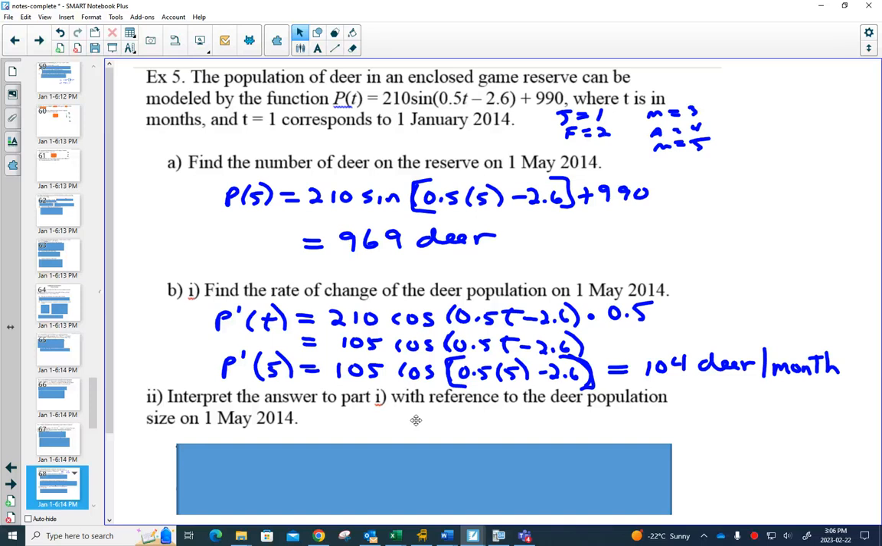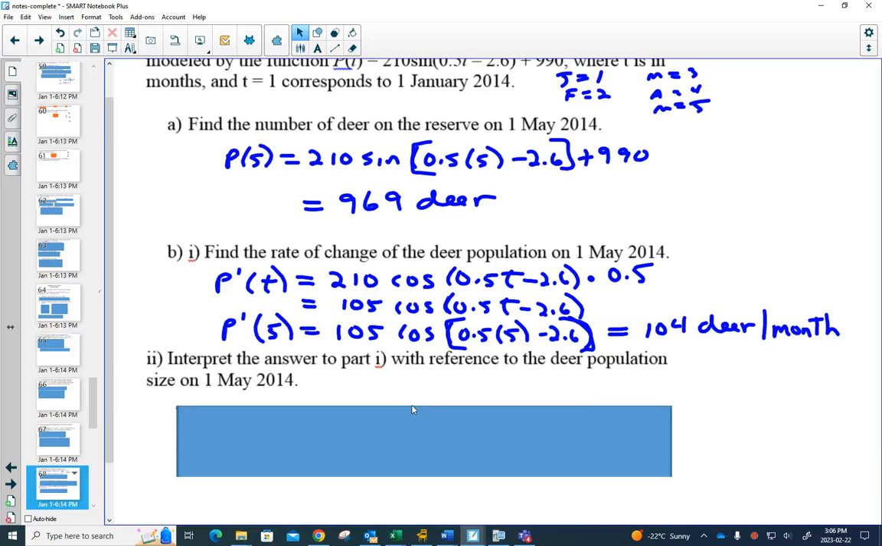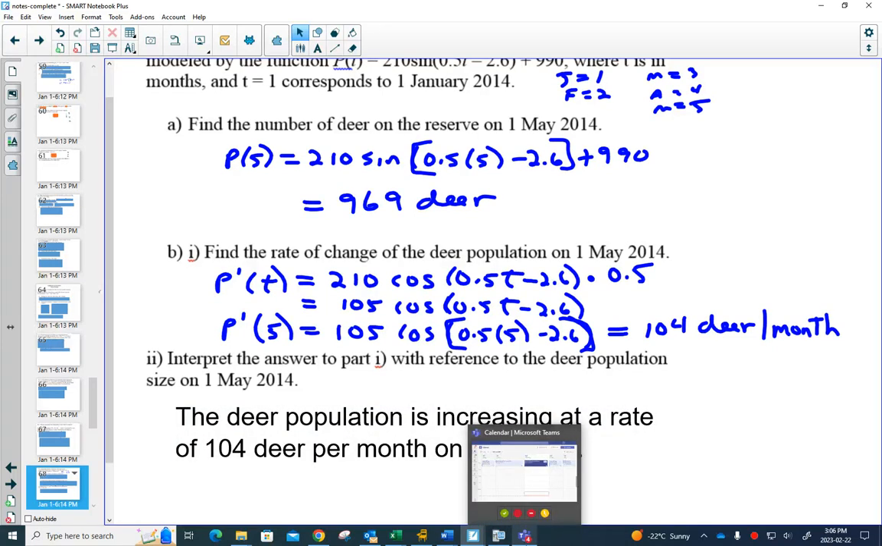So what does that mean? Well, if we had 969 deer at the beginning of May, then we could expect that at the beginning of the next month we would have 104 more. That would be the expectation. In reality, if we actually figure out what it is at the beginning of the next month, it might be off a little bit. What the derivative does is it gives us an estimate of how fast it's changing at that time and what to expect for the next time.